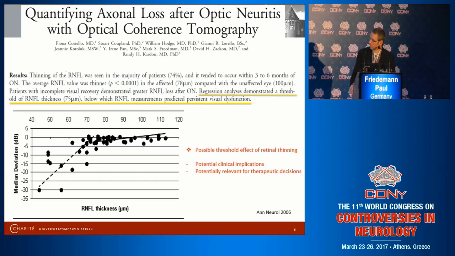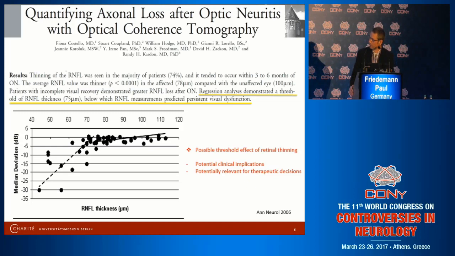You see here plotted the retinal nerve fiber layer thickness in microns in patients with the first optic neuritis. And here on the y-axis, in decibels, the visual field. And you can see here, and these are individual values from individual patients, you can see here that across a broad range of RNFL values from 120 down to roughly 75 or 80 microns, the visual field seems pretty stable.